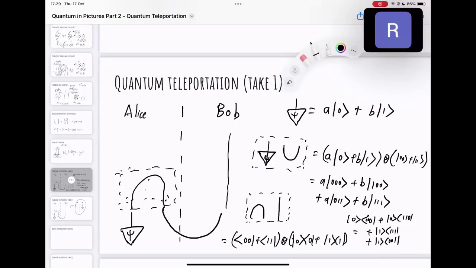Does this make sense so far? Or if I've made a mistake, feel free to point it out. I'm just multiplying everything out.